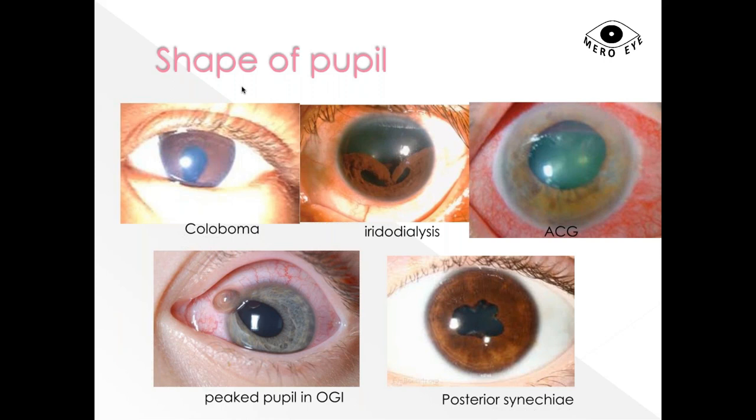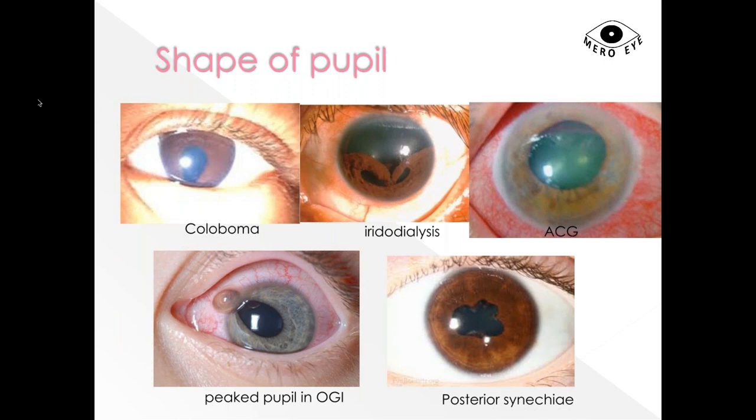In the last picture on the bottom right side, we can see that the pupil is irregular with multiple posterior synechiae, that is, attachment between the iris and the lens, giving it the appearance of a festooned pupil. These posterior synechiae usually occur when there is intraocular inflammation, like in cases of trauma or uveitis.